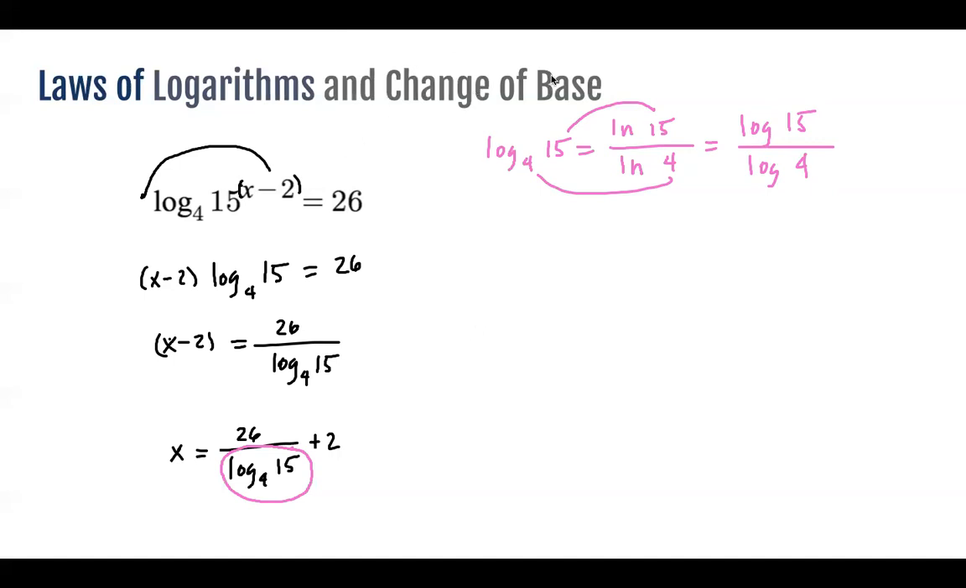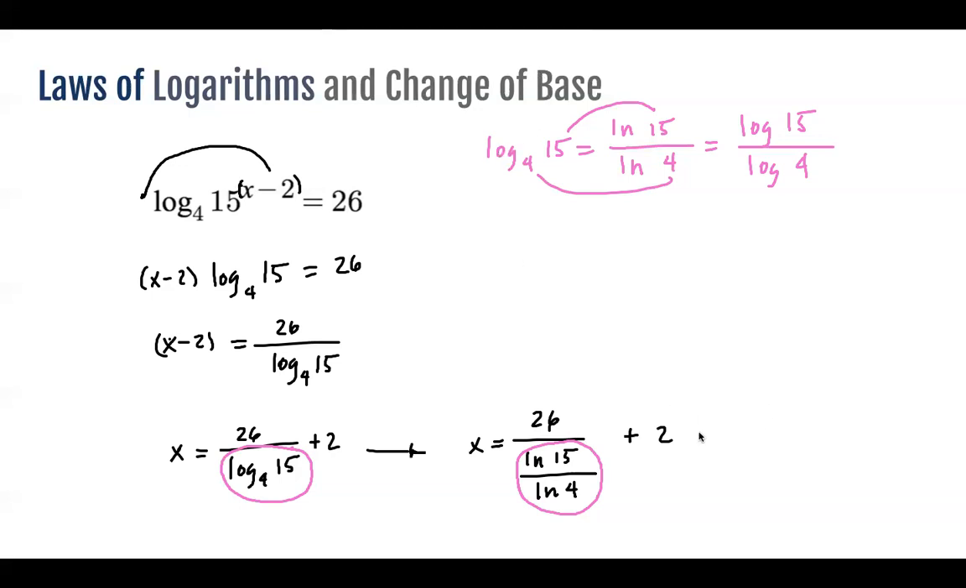So we can rewrite this as x is equal to 26 divided by the natural logarithm of 15 over the natural logarithm of 4, with a 2 being added to that whole thing. Or you could have used the common logarithm of 15 divided by the common logarithm of 4. And now it's about using our calculator. You can rewrite this if you feel more comfortable.